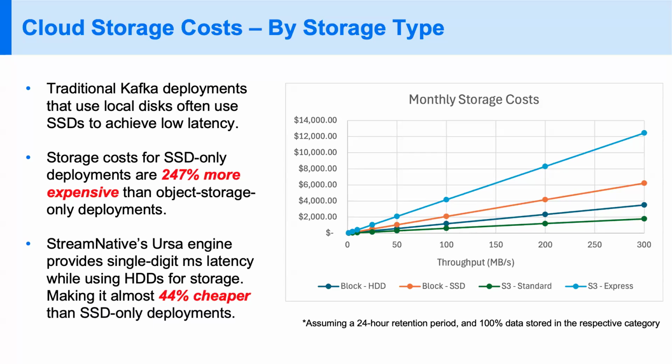One of the benefits with our platform, StreamNative's Ursa engine, which is a Kafka-compatible engine, is that you can still get single-digit millisecond latency while using HDD-based storage. So you can hit this blue line here where you pay 4 cents per gigabyte of storage, still have a significant latency performance SLA, and still have it 44% cheaper than an SSD-only model. So if you don't want to go object storage and you have latency-sensitive use cases, you can look at our storage and save a significant amount of money.